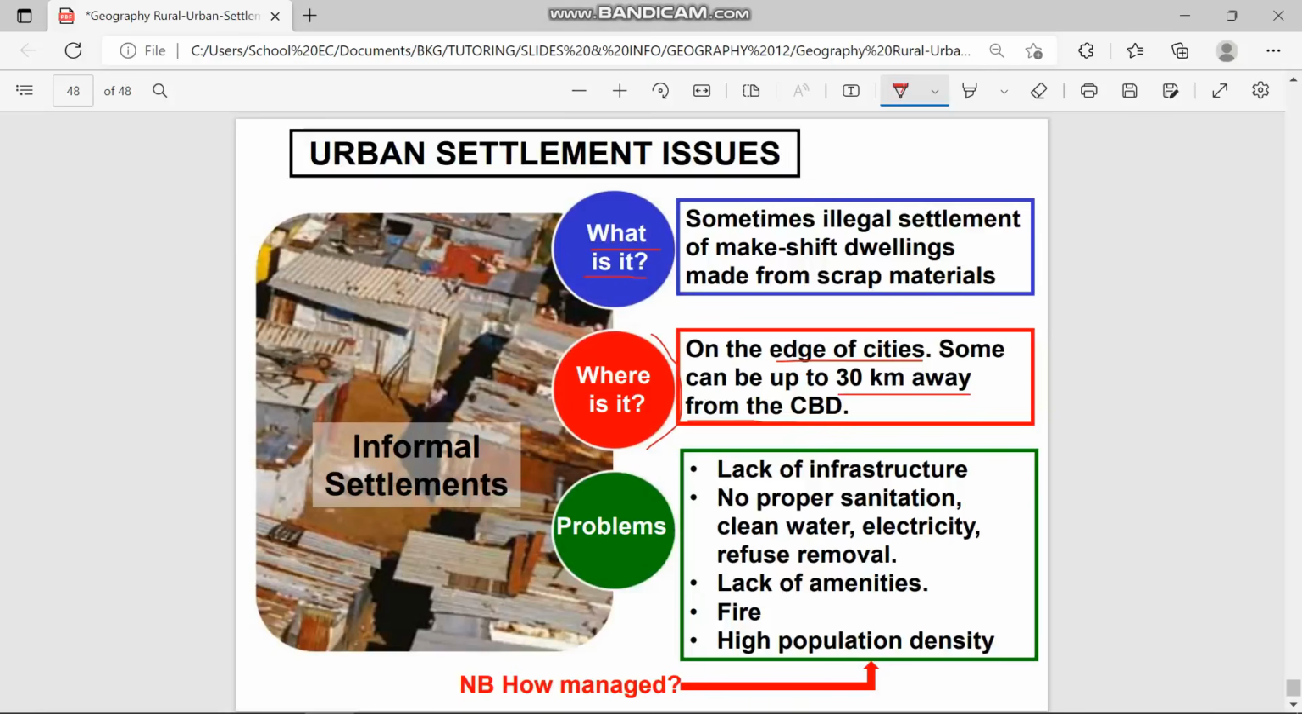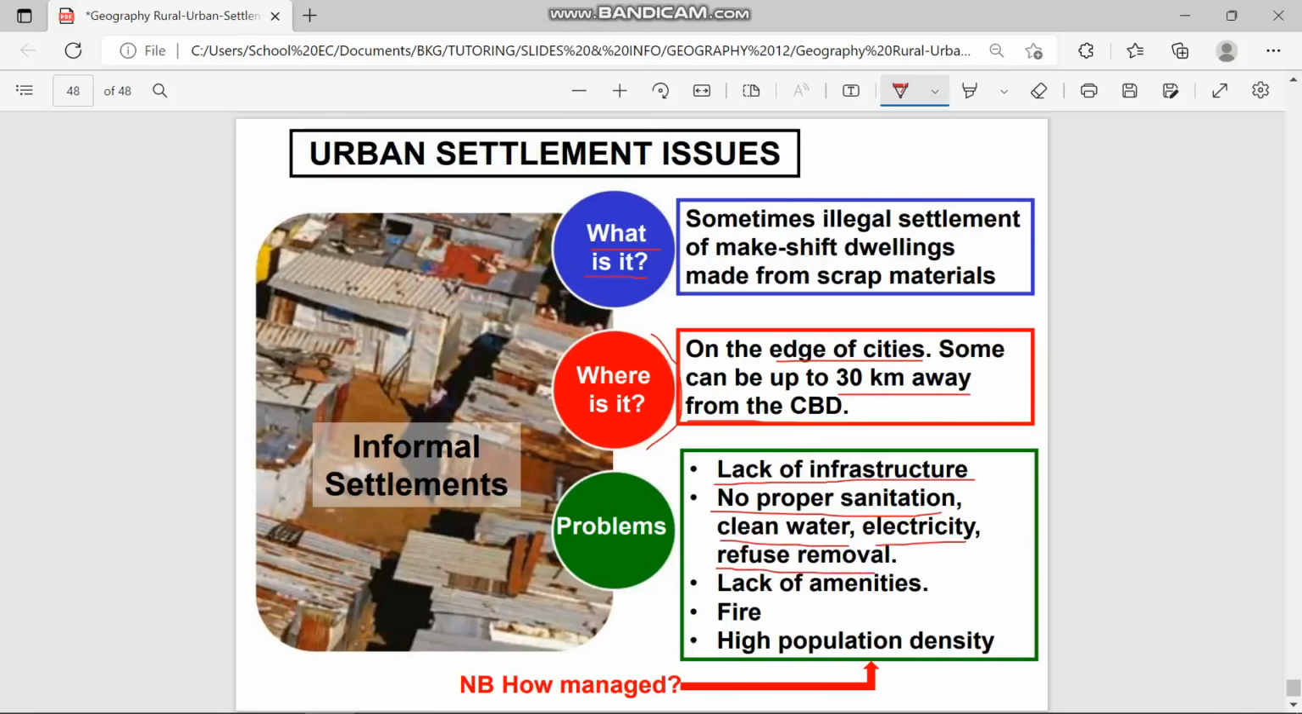The problems of these informal settlements are what, and how can we manage them? There is lack of infrastructure there. So government must build RDP houses for these people living in the informal settlements. Government has a responsibility, because these are our people too. No proper sanitation there, no clean water, no electricity.